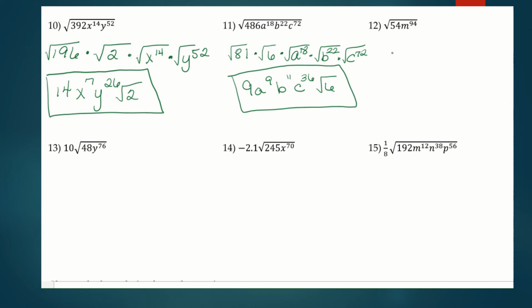For number 12, we would get the square root of 9 times the square root of 6, that's the square root of 54 simplified, or I should say broken apart. And this is going to leave us with 3m to the 47th power, root 6, once it's all simplified.